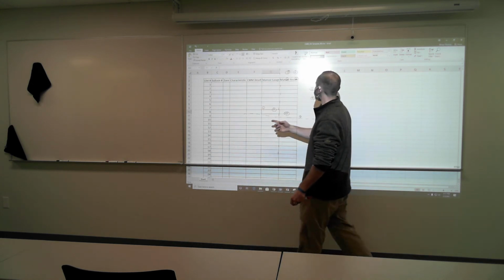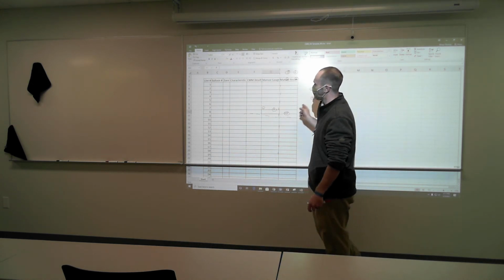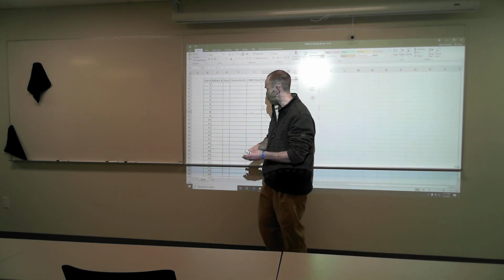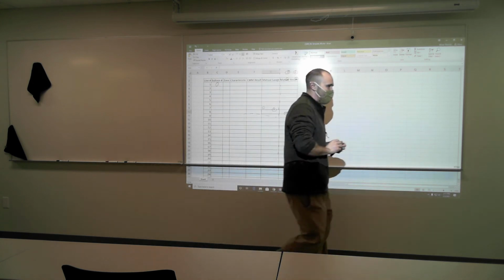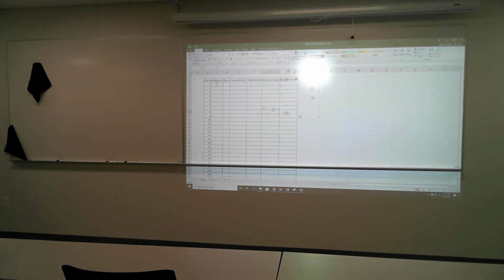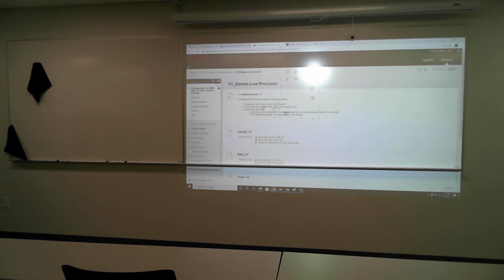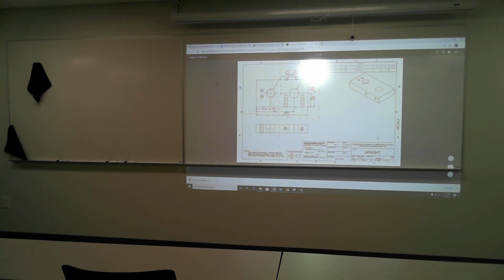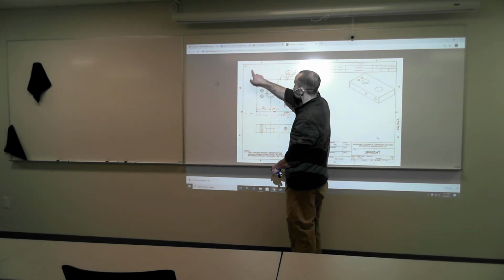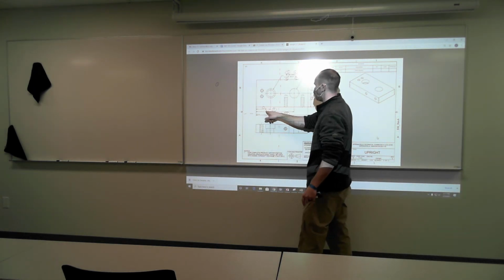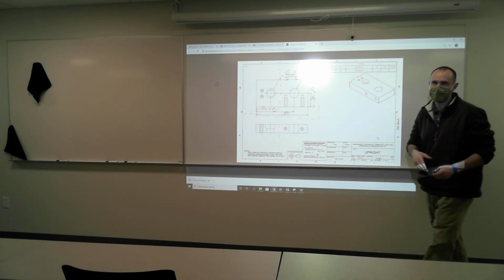The balloon number, we'll just grab the balloon numbers off the print right here and put them in there. So we'll start with balloon number 1. What zone is balloon number 1 in? You said it was B4. Yeah, looking at these zones up here, that is B4. Balloons number 1 and 2 are both in zone B4.